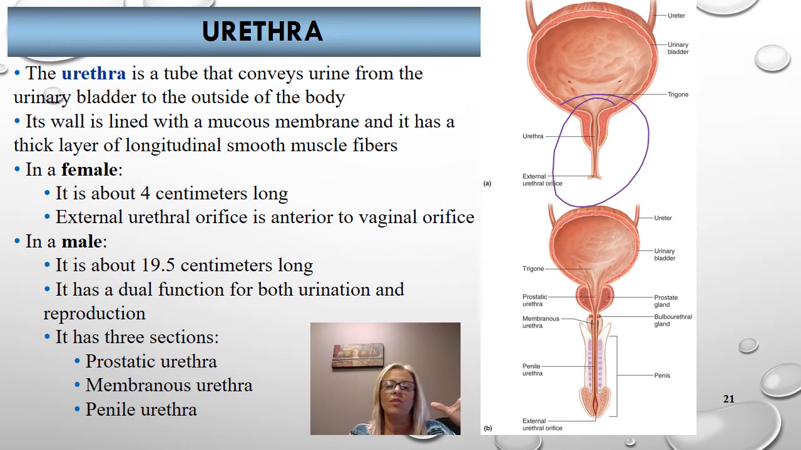It's got a dual function for both excretion of urine and semen for reproduction, and it has 3 sections here. You have the prostatic urethra, membranous urethra, and the penile urethra.